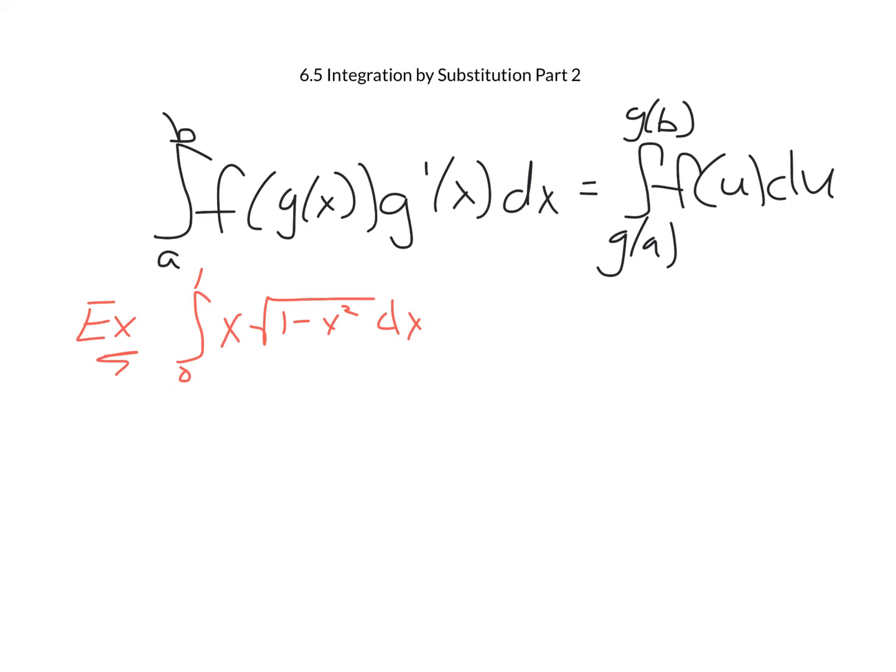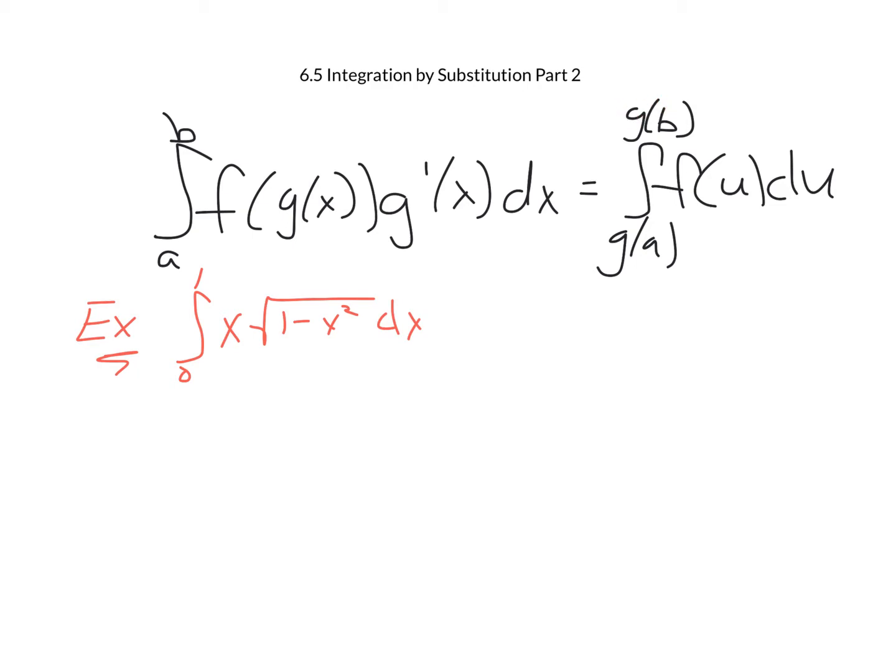All right, 6.5, integration by substitution, part 2. Here's a pretty basic rule up top here. This is a rule for when it's a definite integral instead of an indefinite integral. So this should look familiar from last video, right? If we're using u substitution, same story here.